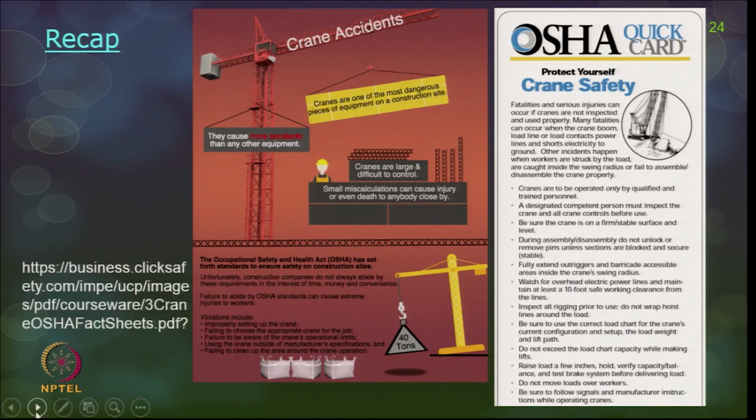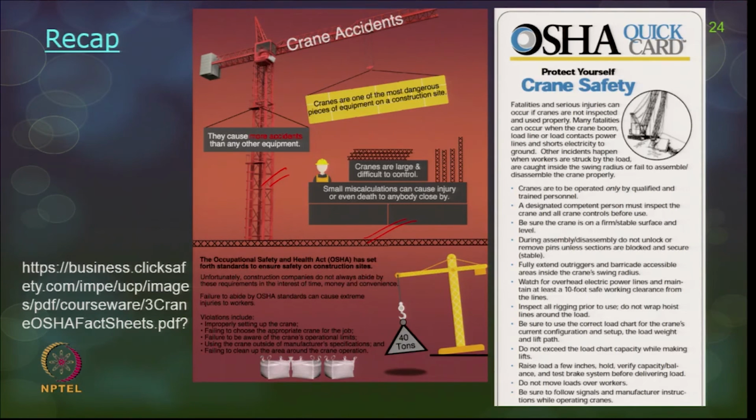Some more recap. Cranes are one of the most dangerous pieces of equipment on a construction site, and they cause more accidents than any other equipment seen so far. Cranes are large and difficult to control. Small miscalculations can cause severe injury and even death to anyone who is close by. So, this is the OSHA quick card on protecting yourself with crane safety.